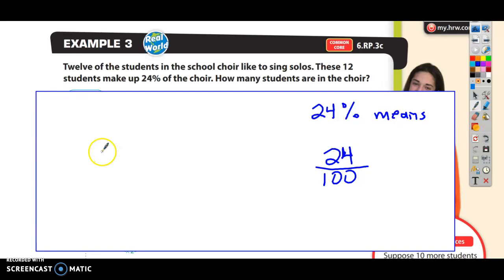In the previous paragraph, it says we can use proportional reasoning. What we know here is that 24% is 24 hundredths. And what we also know is that 12 kids in the choir like to sing solos, and we don't know how many kids are in the choir. That's what it asks right here: how many students are in the choir. Now, if you look at this problem now, it's a pretty simple problem.